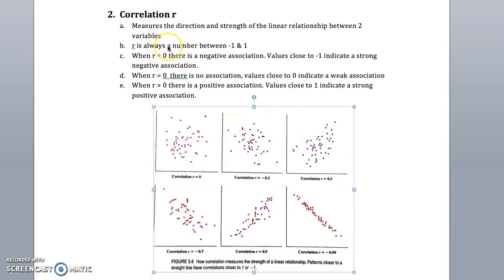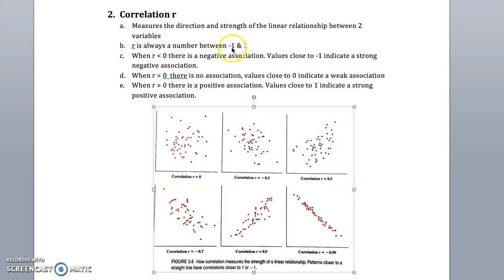So remember, R measures the direction and the strength, so it gives us two aspects of the linear relationship. So if the form is curved, that's the one thing R doesn't tell us. We could have a strong correlation, but it could actually be a curved shape instead of linear. Then linear regression would not be appropriate. So R does not tell us that.